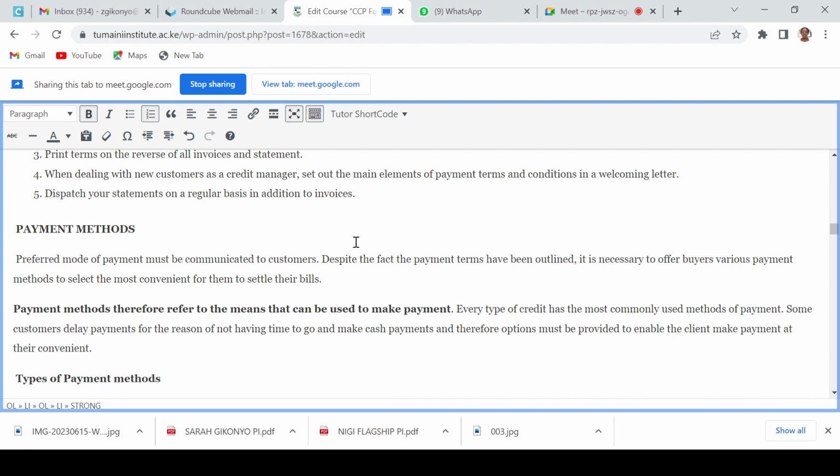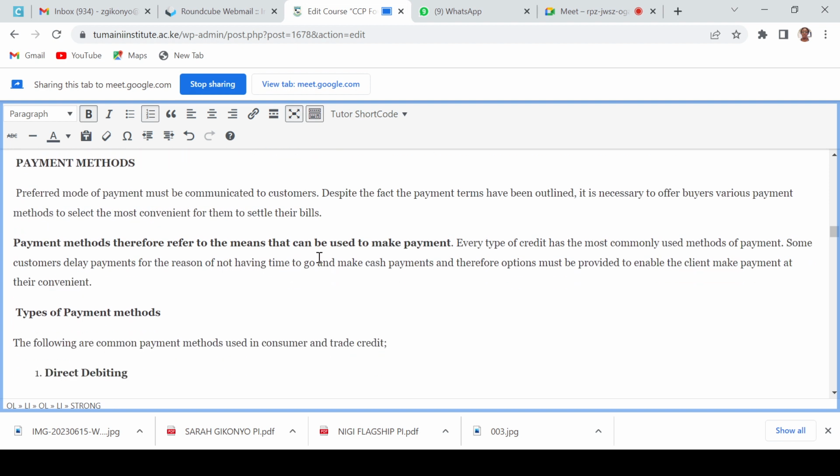And I think we see this in supermarkets. When you walk into a supermarket, or when you go to a company or even a hospital, they will put their payment methods. They'll tell you pay by card, pay by M-Pesa, pay by cash, pay by all this. So in trade credit, you must go an extra mile and tell the customers how you expect to be paid.